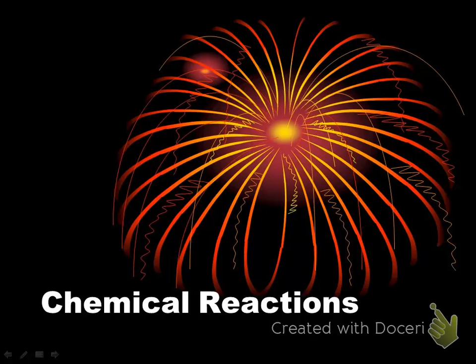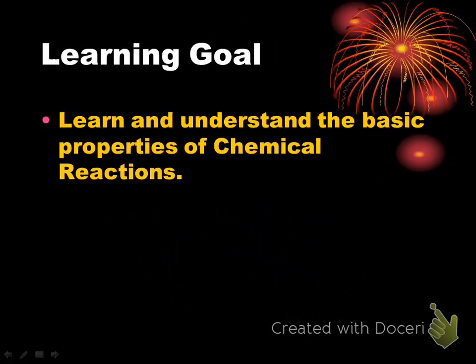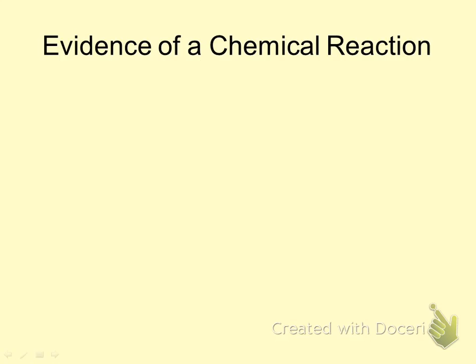All right, we're going to go ahead and get started talking about chemical reactions today. This is going to be sort of an intro lesson that we're going to use to get into it. Our learning goal is to learn and understand the basic properties of a chemical reaction. What does that mean? We want to see how we know that a chemical change or chemical reaction has taken place, what some of the symbols are that we'll need to be aware of, and how we can use these to continue on. So, let's get right into it.